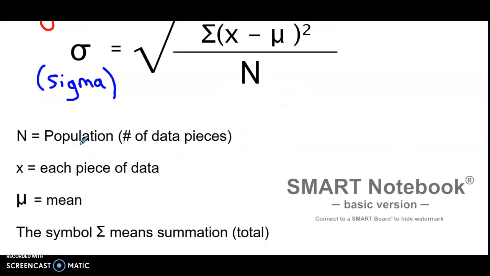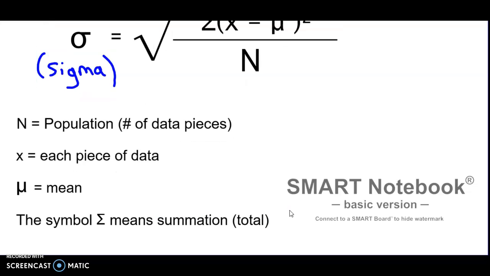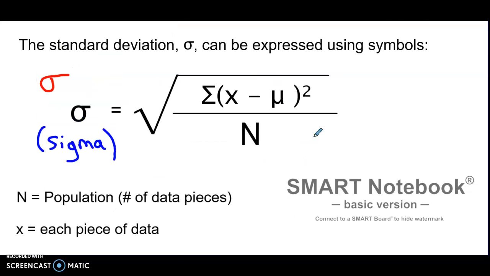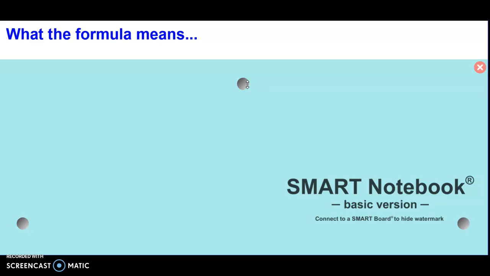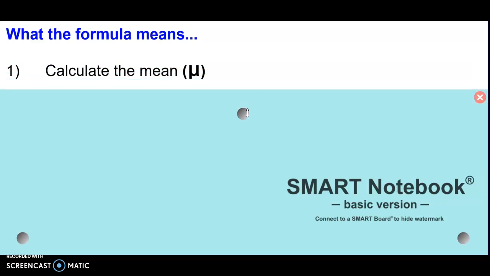Okay, so n is the population, so the number of data pieces. X is each data piece. Mu is the mean, and the weird looking E means summation, so the total. Okay, so have this formula copied down in your notes, and it would be a good idea to have all these explanations as well. So what does that formula mean? Because that is a mess of stuff.